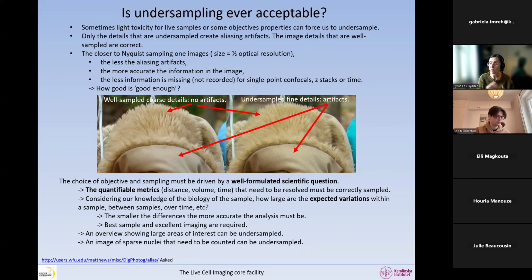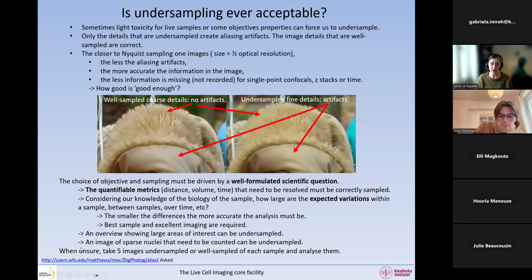Okay? So we almost need to redefine, for the type of images that we have, what is it that I want to extract from this particular image? I'm going to set everything for that. But if you have an image of sparse nuclei and you need to count them, you can undersample because you don't need a high resolution. So even if you undersample, it has no consequence on your interpretation of the image.